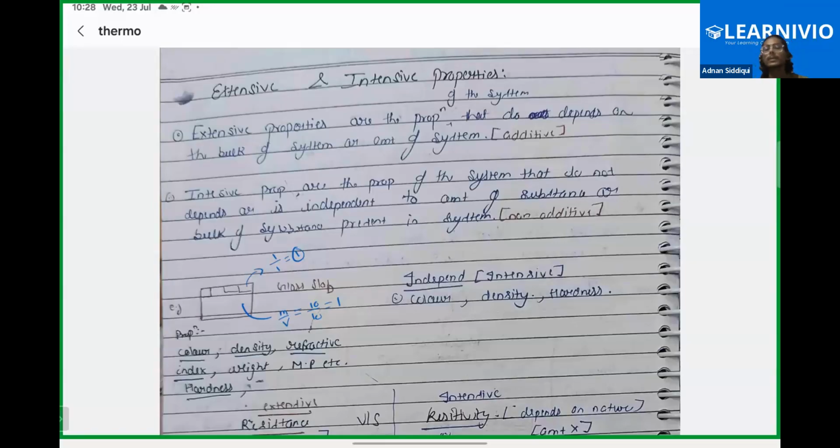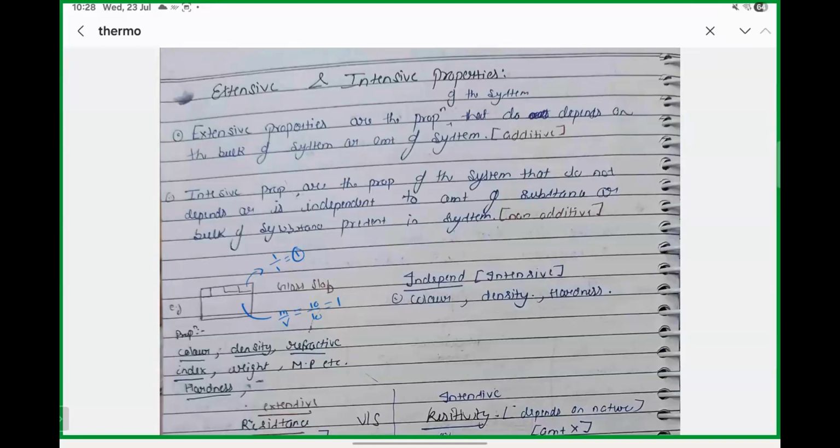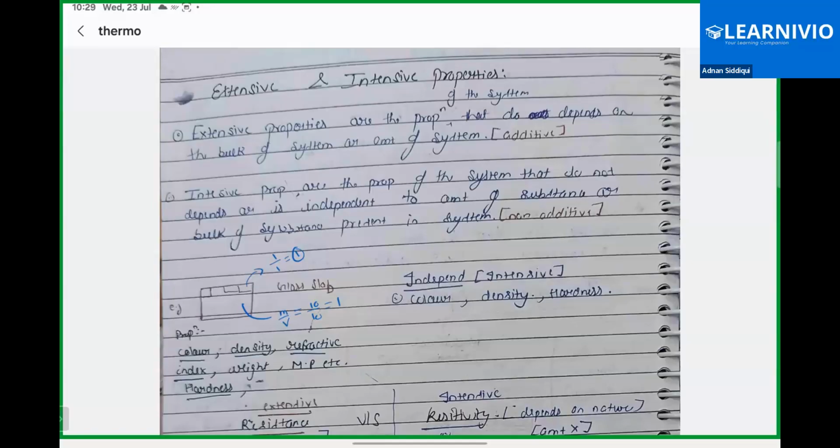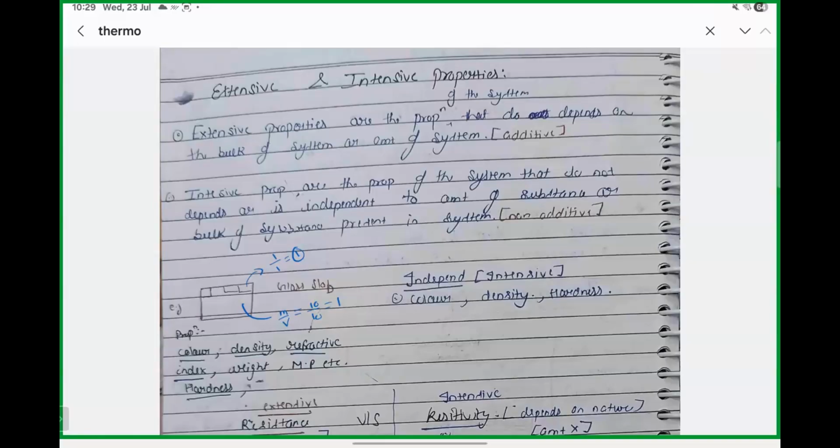Tell me the definition first, then I will tell you. The property of the system that depends on the bulk. By bulk, we mean how much amount is present. And intensive is just the opposite of extensive.